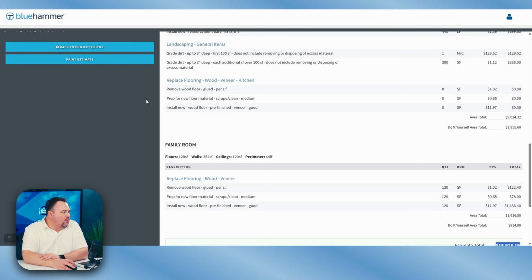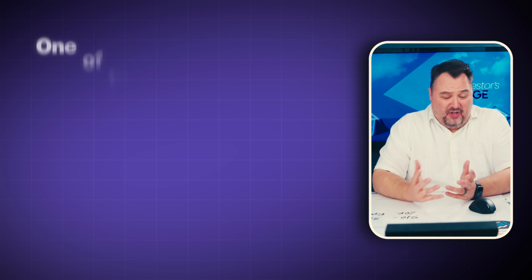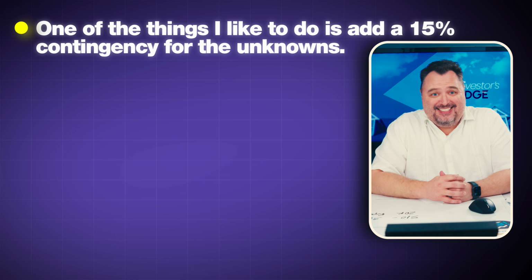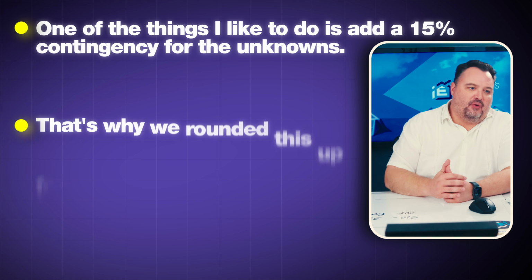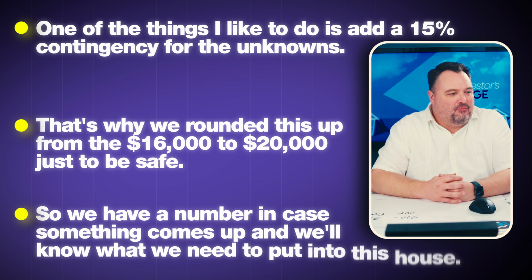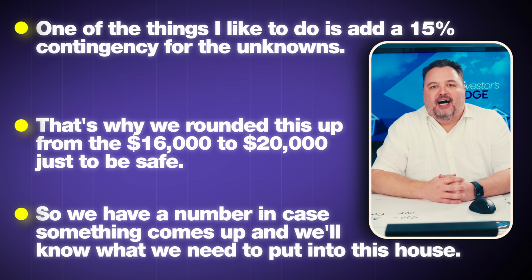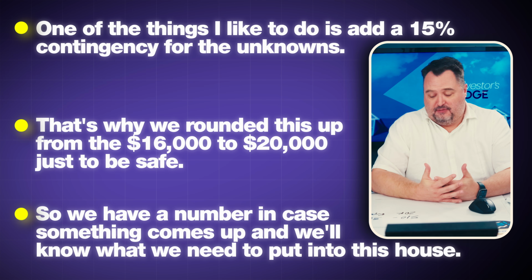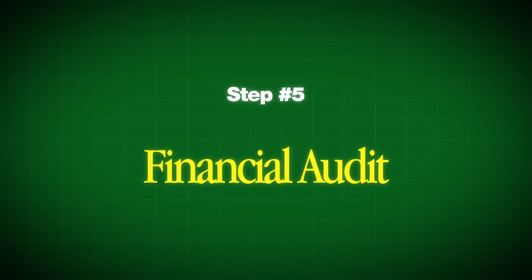So we could go back to the project editor and add the landscaping if we wanted to. But at the end, you've got the idea here, $15,918. One of the things I like to do is add a 15% contingency for the unknowns. That's why we rounded this up from the 16,000 to the 20,000 just to be safe. So we have a number in case something actually comes up, and we'll know what we need to put into this house.